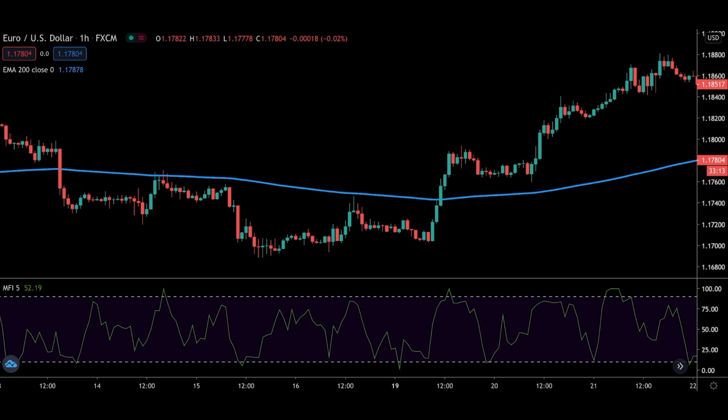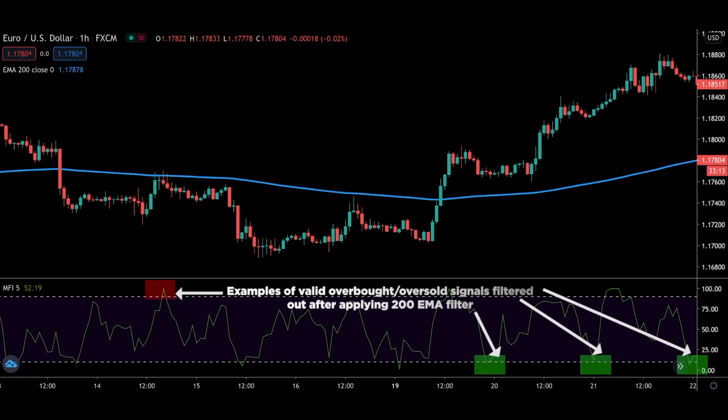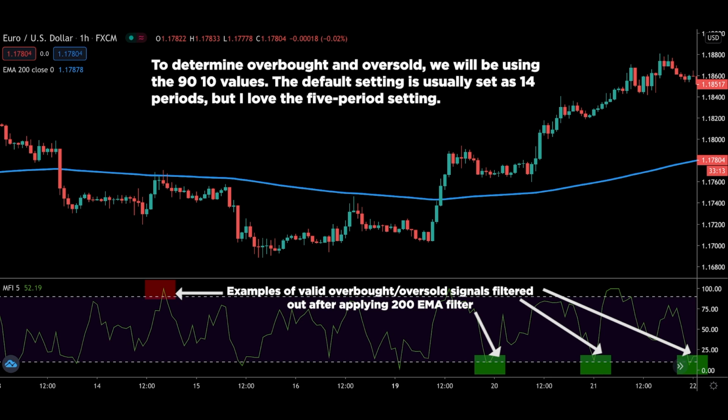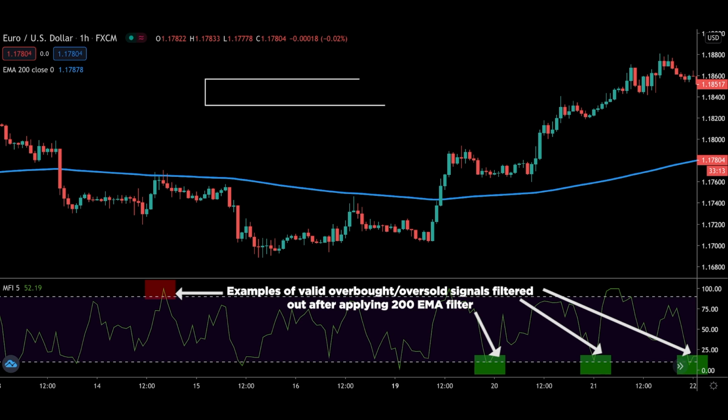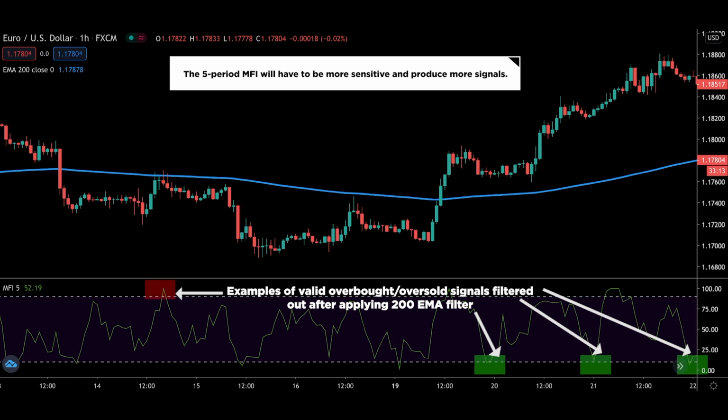Next, you want to patiently wait for the MFI to reach an overbought or oversold condition at least once during the recent trading period. To determine overbought and oversold, we will be using the 90-10 values. The default setting is usually set as 14 periods, but I love the 5 period setting. The 5 period MFI will be more sensitive and produce more signals. Remember, we are still applying the trendline break filter, so it is perfectly fine to have more signals.